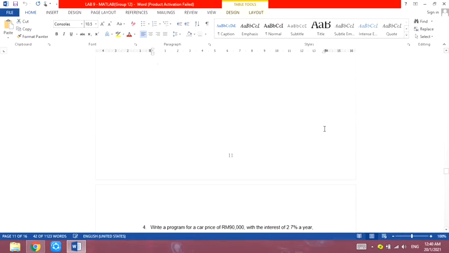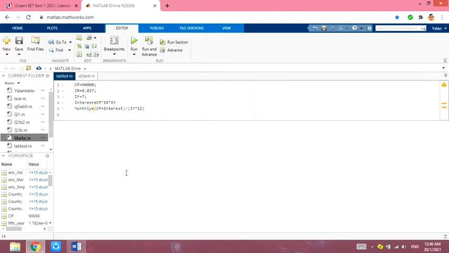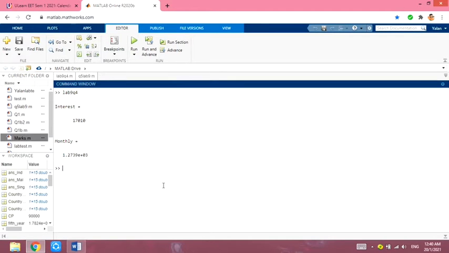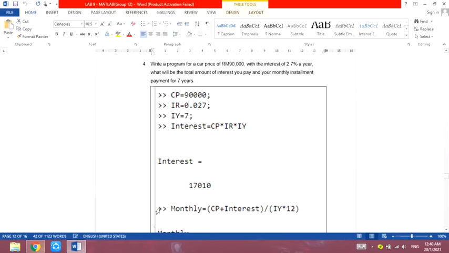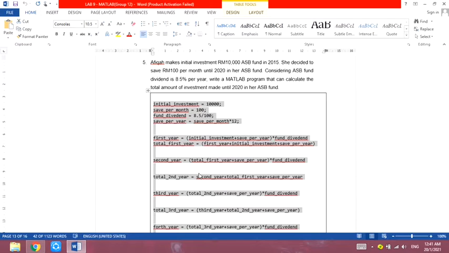Straight away I go to question 4. I would like to explain about question 4. They ask to calculate the monthly installment payment for 7 years for the car, and this is the code for question 4. And when I run it, this is the result. So we should take this value and multiply it by 1000.